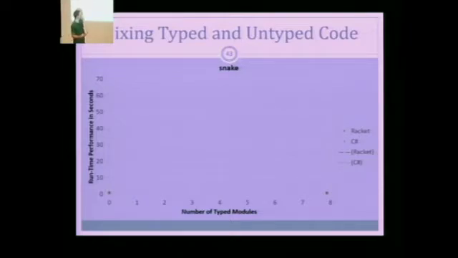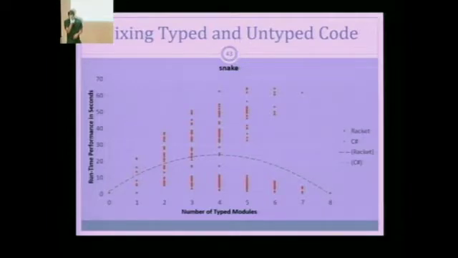So what happens if, say, only half of your modules are typed and the other half are untyped? And so to explore this question, they took Snake and came up with every possible interleaving, or every possible combination of typed and untyped modules, and ran their experiments, and this is what they found. So as you can see, Racket blows up.